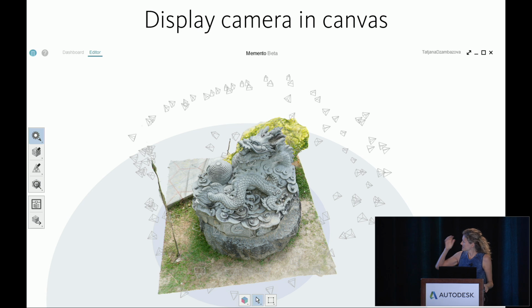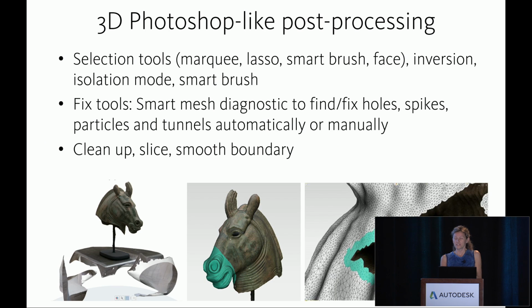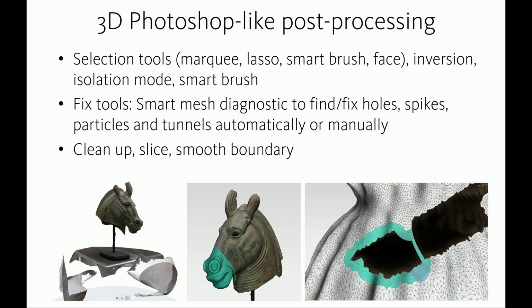So the first thing that you will see when you open a model that is generated, it will display the camera positions. We also export the camera positions, but today we only see them. What we're working on, obviously, is the usefulness of those cameras to be able to reproject the photos through the camera when you have issues with the mesh, etc. We then created a tool set, really easy to use, but super powerful, almost like a 3D Photoshop-like, to clean up, to select, to fix, to slice the data.